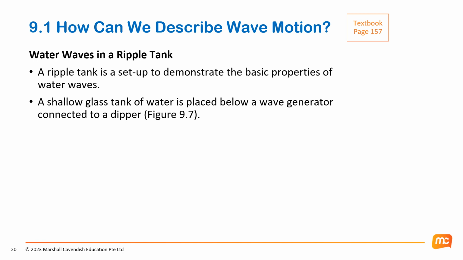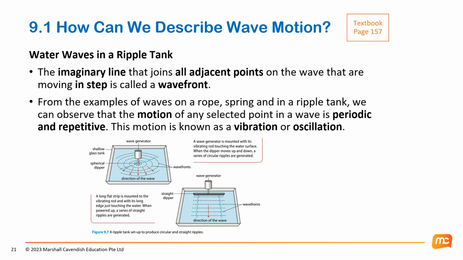So back to our ripple tank, the demonstration we had earlier, the two videos. You have a shallow glass tank of water, and you put it below a wave generator connected to a dipper. So it looks something like this. We've got two examples here, just like what I showed you earlier. The first video showed circular ripples. That wave generator is just a single spherical dipper in the center, going up and down, creating circular ripples.